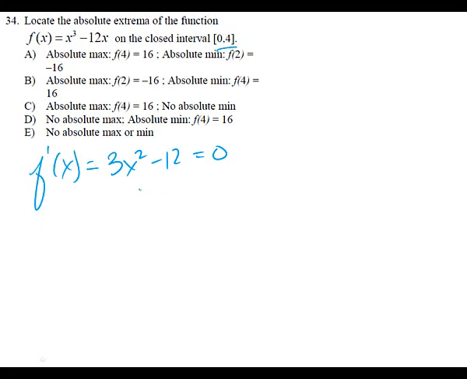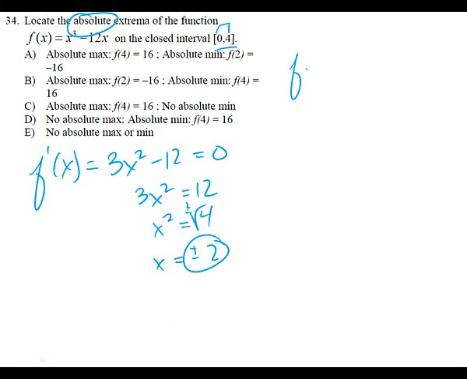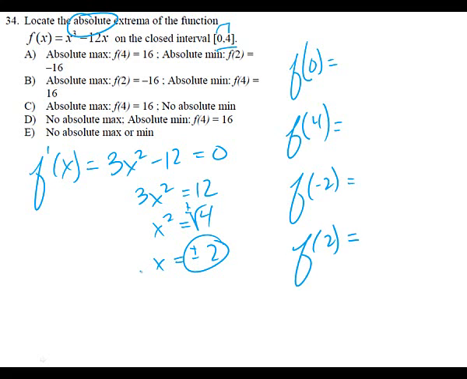Good. So I'm going to set that equal to 0. We've got 3x squared equals 12. X squared equals 4. X equals plus or minus 2, right? Because I have to take the square root. So now, instead of doing the sign chart, because we're seeing the word absolute, that's where we test back into the original function, and we put in our 2 endpoints and our 2 critical points, or however many critical points there are. So I'm going to find f of 0, f of 4, f of -2, and f of +2.